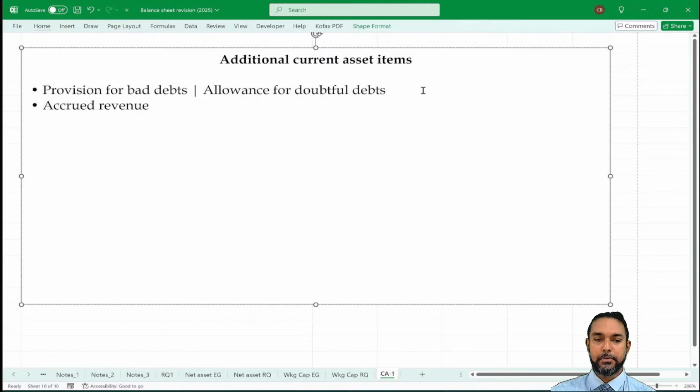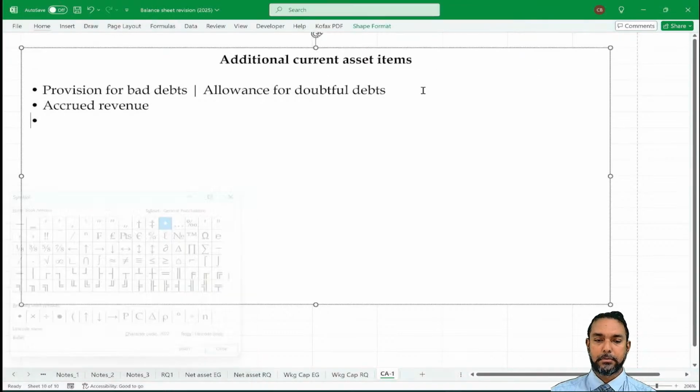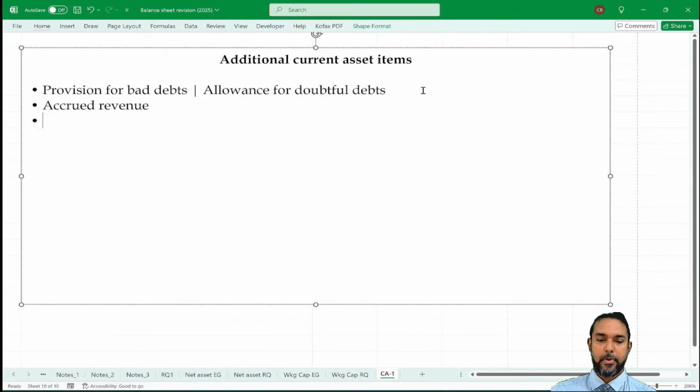The accrued revenue, prepaid expenses, and short-term investments.